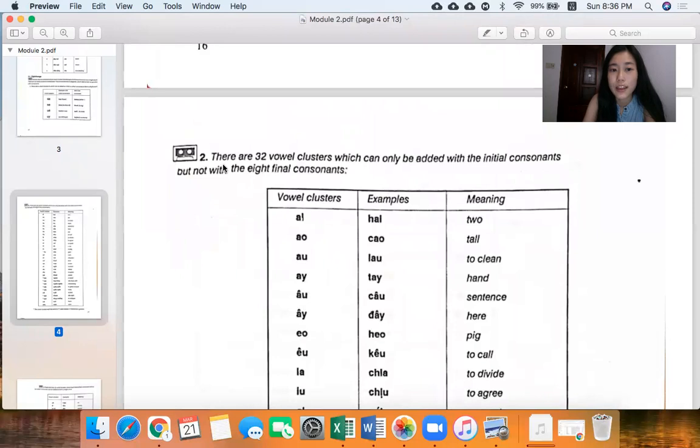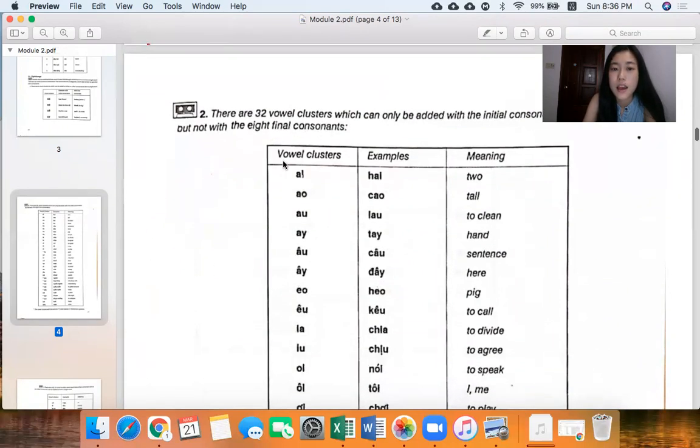2. There are 32 vowel clusters which can be added with the initial consonants, but not with the 8 final consonants. Vowel cluster. Examples.